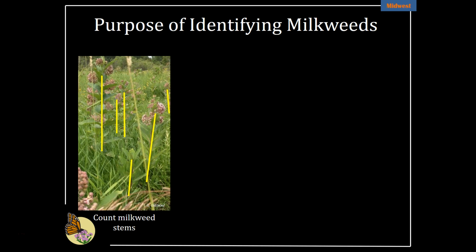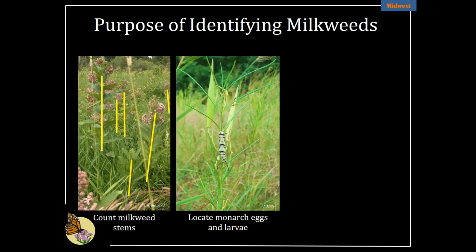There are several activities in the Integrated Monarch Monitoring Program that include identifying milkweeds. One of the objectives of this program is to get better counts of how much milkweed is present in certain habitat types. So one of the optional activities, the Milkweed and Blooming Plant Survey, Activity 1, involves counting milkweed stems.